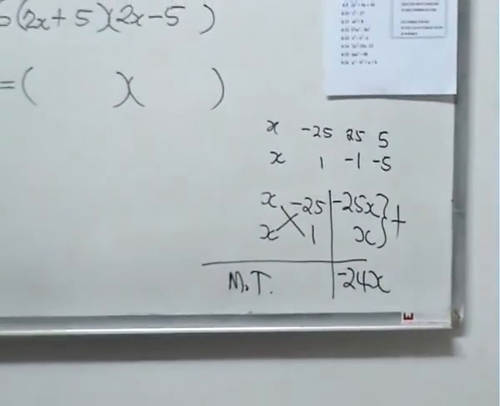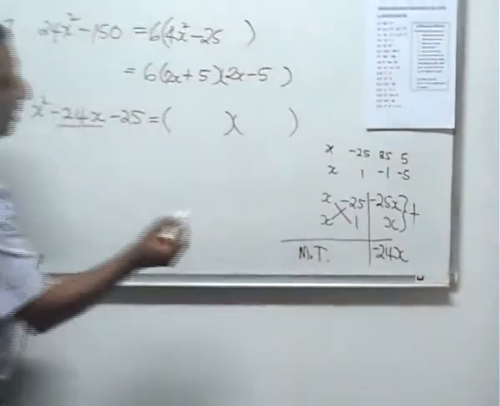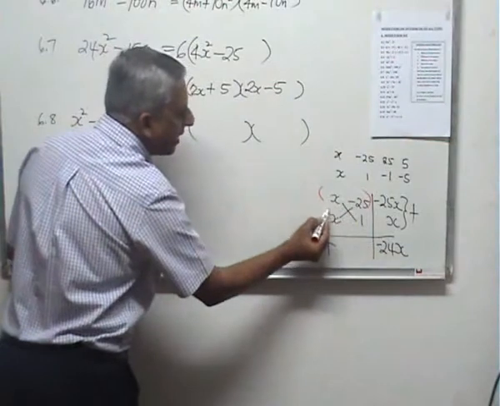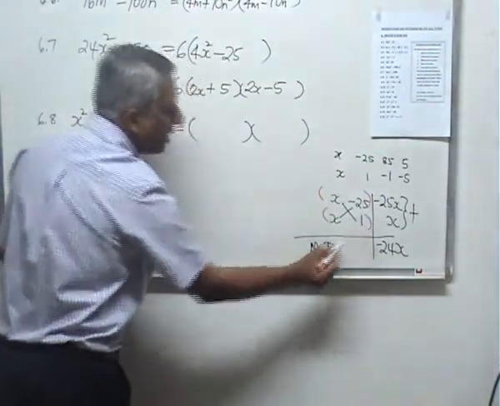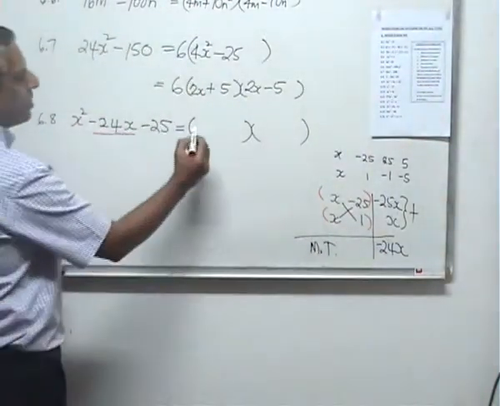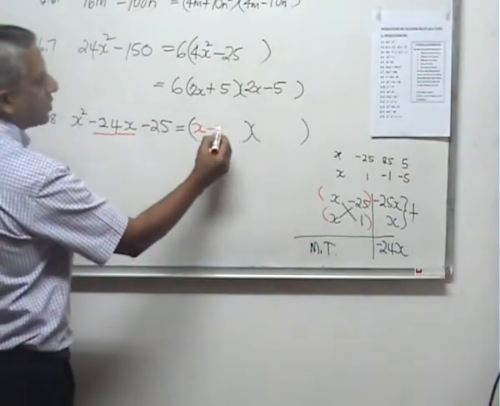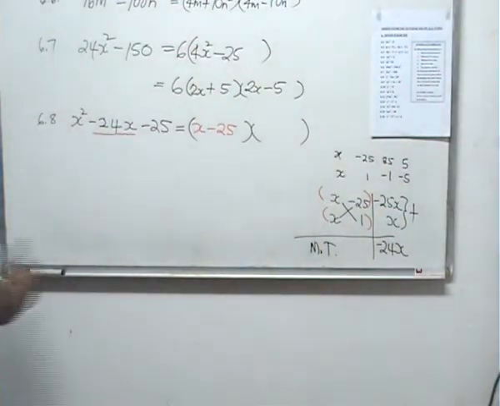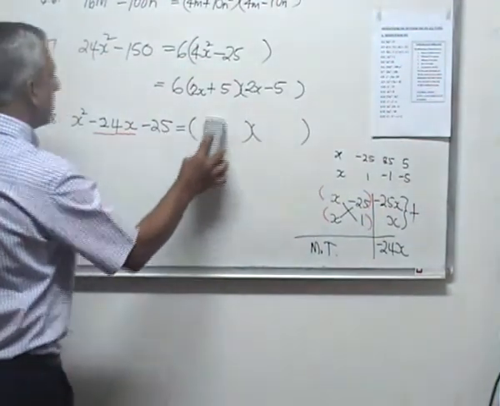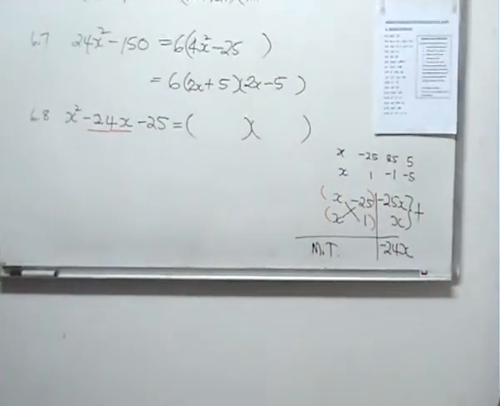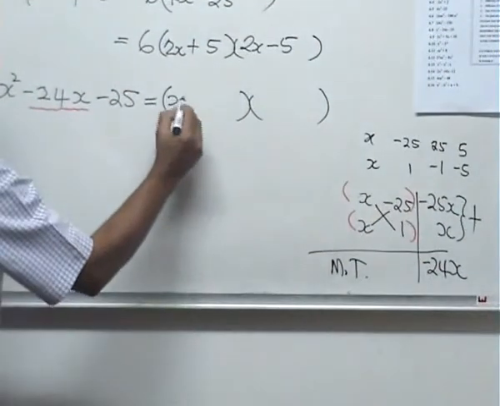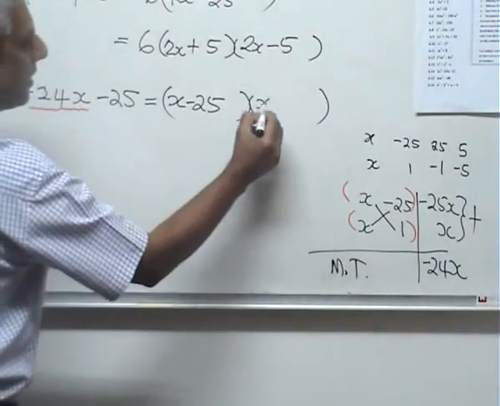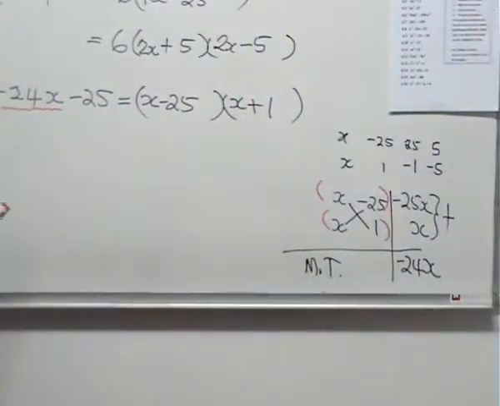So what happens is this top 2 here goes in one bracket and the bottom 2 goes in another bracket. So your first bracket will be x minus 25. Oh, wait, let's write that in black. So your first bracket will be x minus 25, and your next bracket will be x plus 1.